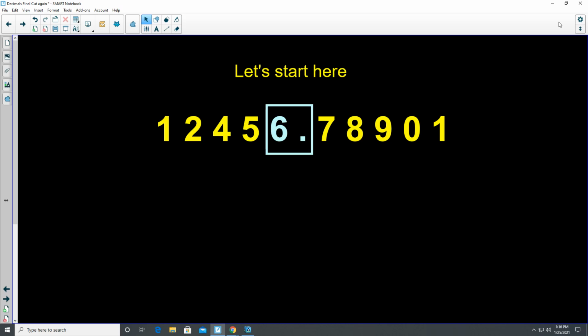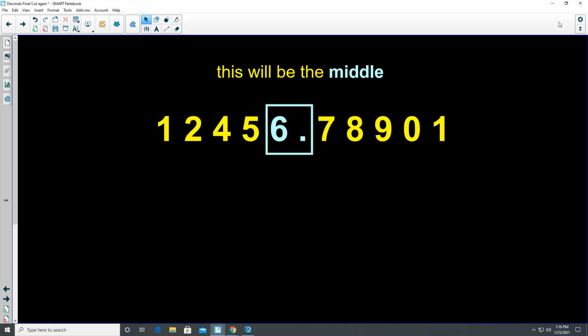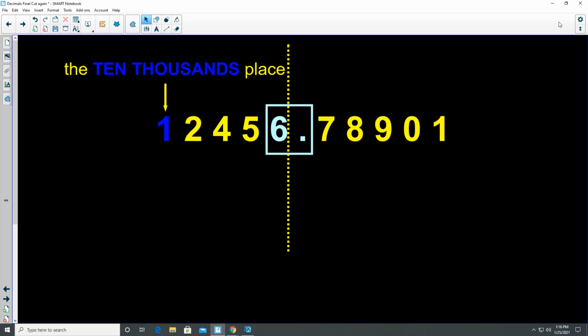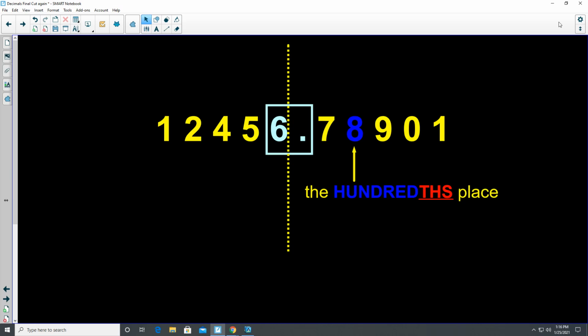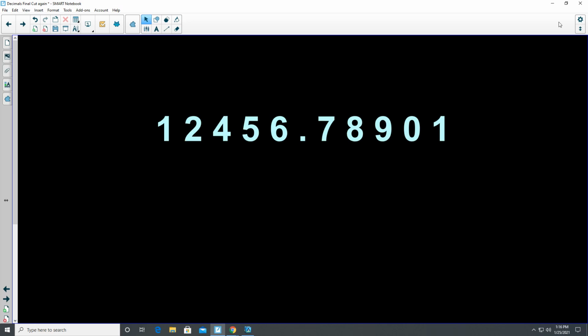So here we go. In the middle, let's start here. We have 6 in the ones place. We're going to include the decimal here in the ones place. So this is in the middle. If we go left from here, from the ones place, we get other place values that you probably know: tens place, hundreds place, thousands place, 10,000s place, and so on. If we go to the right from here, we get the tenths place, the hundredths place, the thousandths, 10,000ths, and 100,000ths, and so on. Did you see that?